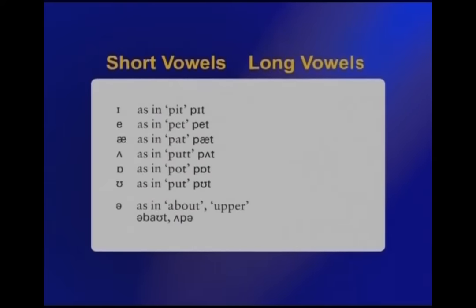The next long vowel is a, as in the word car, far. O, as in core, pour. U, as in coo, two. And the er sound, as in cur, purr, the cat purrs, purr.